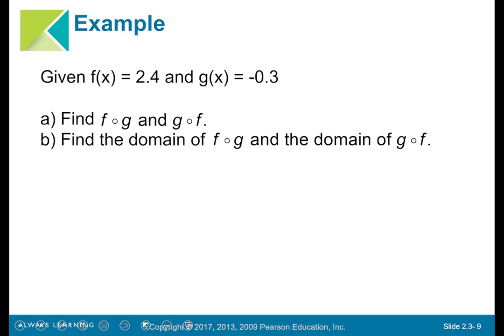Let's do a few other examples. So now let's say we have two constant functions. f of x is just 2.4 and g of x is 0.3. Let's talk about f composed g, g composed f, and their domains. So for f composed g of x, which is just f of g of x, we're looking at plugging in 0.3 everywhere we see an x in f of x.